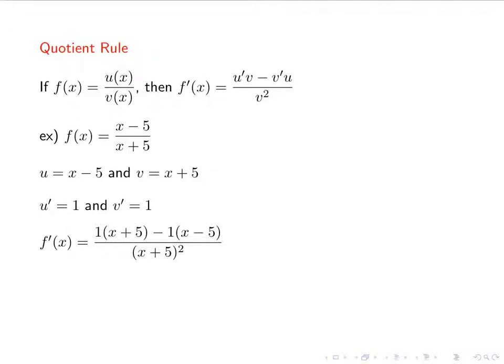So the denominator you don't want to square out. Remember that whenever you're simplifying things with fractions, you always want to put it into factored form. So you want to leave it as x plus 5 squared. But we can simplify the top. We get 10. So the x's cancel, you end up with 5 minus negative 5. So you get 10 and then over x plus 5 squared. And you can leave it just like that.